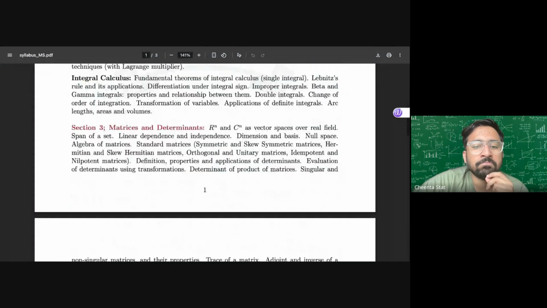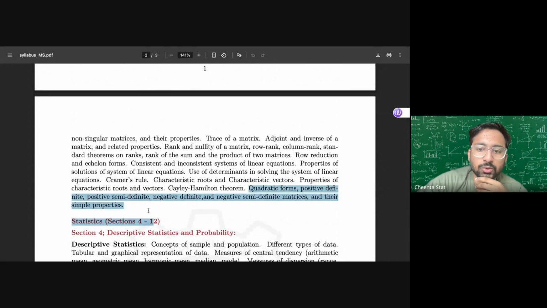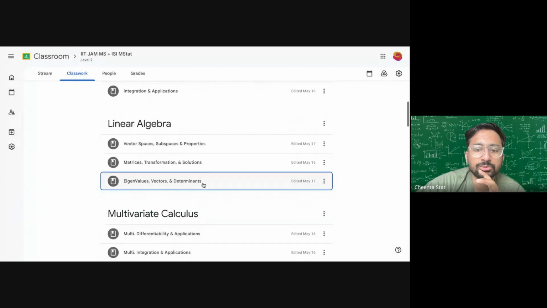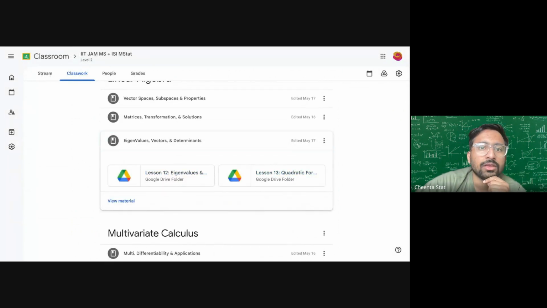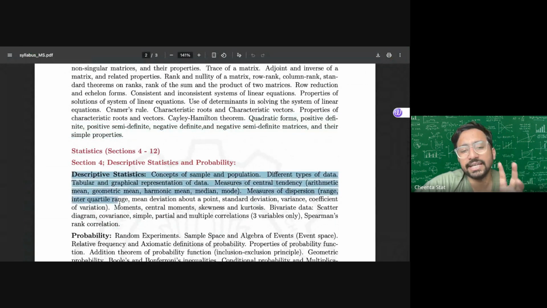In matrices and determinants, or rather linear algebra, one extra thing that is added is quadratic forms and its properties. We've also taught that before in Cheenta under linear algebra, lesson 13, quadratic forms. In statistics, there are three whole new sections.